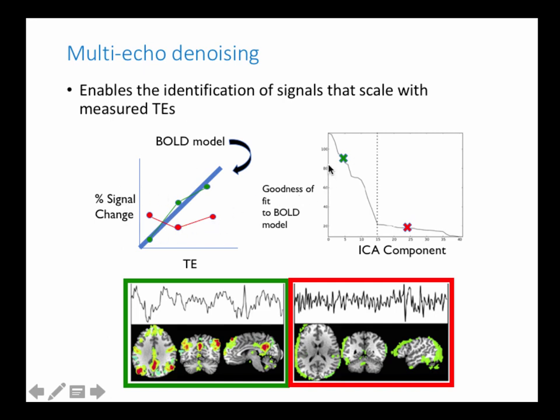So you can rank components that come out of an ICA, if you've done multi-echo acquisition, in terms of how well they fit this scaling model. If they fit the model well, like the default mode network that you see here, then you want to keep it. And if it looks like this motion artifact here, which has a low amount of fit to this model, or doesn't fit the model, you can throw it out.